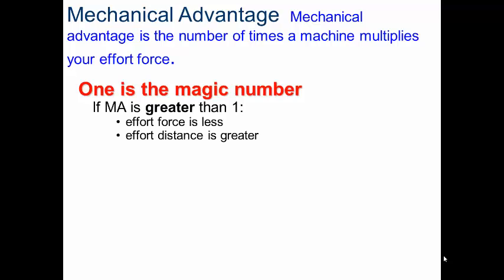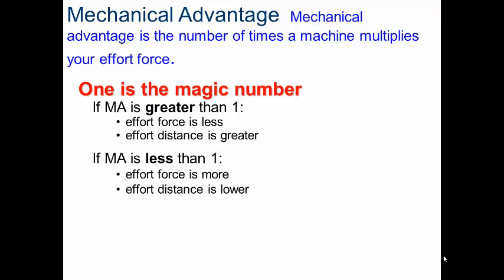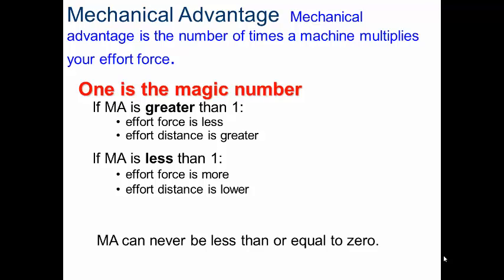If you have a mechanical advantage greater than 1, your effort force is going to be less than any resistance load you're trying to lift. As a trade-off though, the effort distance is always going to be greater than the distance to the load. If your mechanical advantage is less than 1, that means that the machine is not multiplying your force, and instead it actually takes more effort to lift an object, but the trade-off is your effort distance is going to be lower. It's important to remember that mechanical advantage can never be less than or equal to 0.